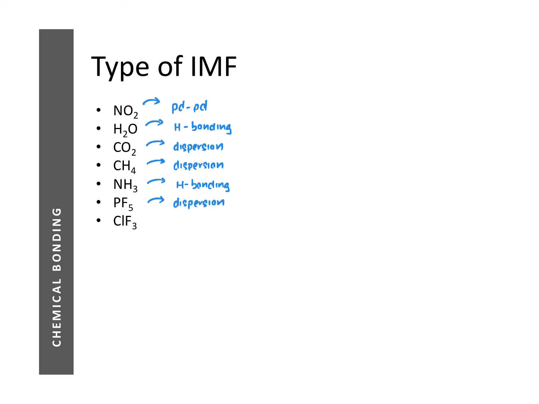And ClF3, if you look at the structure, there is a lone pair on the central atom. As mentioned before, if there's a lone pair on the central atom, the molecule is very, very likely to be polar. So we have PD-PD or dipole-dipole interactions.